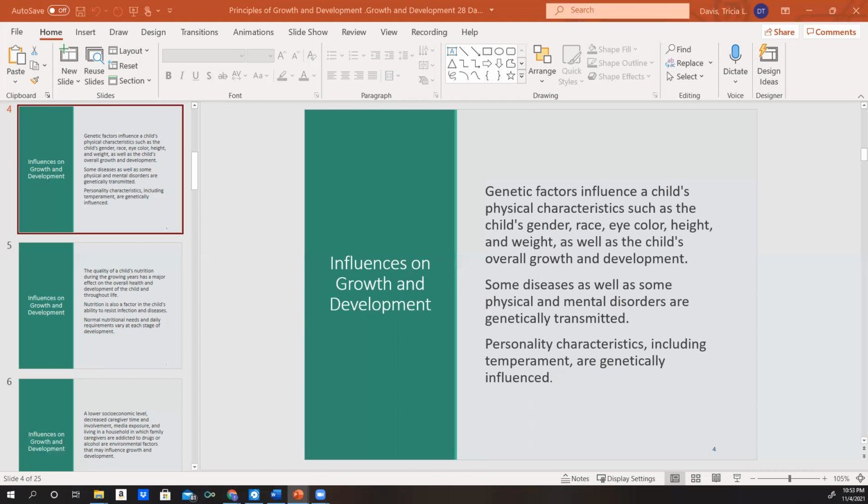The child's heredity also influences their personality characteristics, so their temperament. Their temperament is just a combination of all of the individual characteristics. So this is the way the child thinks, how they behave, and how they react to things that occur in their environment.